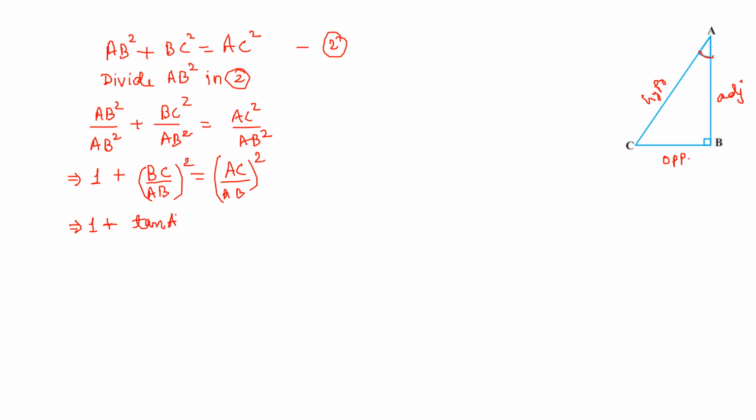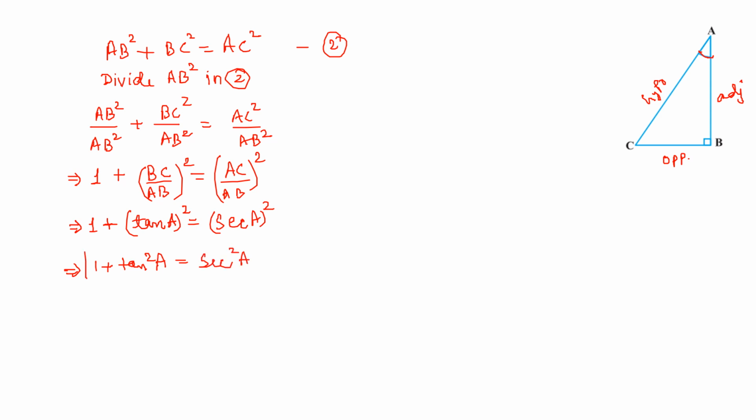equal to now AC by AB. AC is hypotenuse by adjacent. So adjacent by hypotenuse we know is cos, and this is the reciprocal of that, hypotenuse by adjacent. So it will be sec A. So I can write it as sec A whole square. Now further I can write it as 1 plus tan square A equal to sec square A. Okay, so this is your second identity.